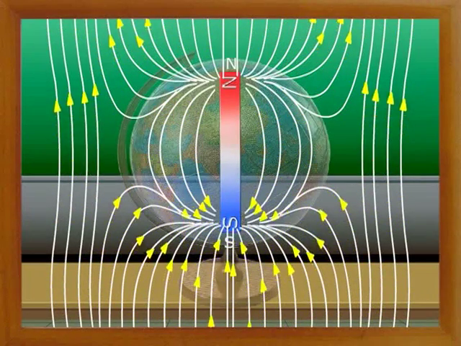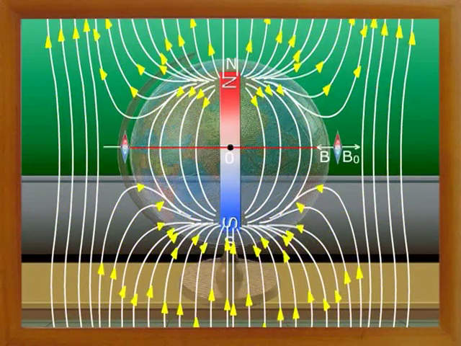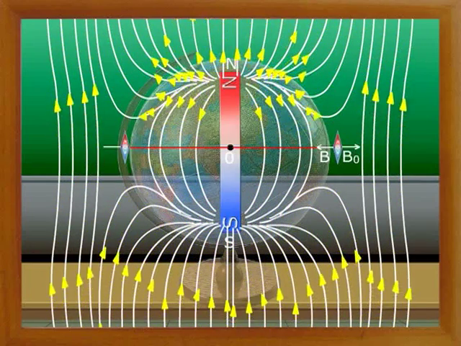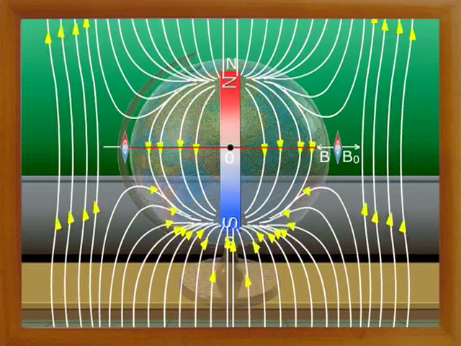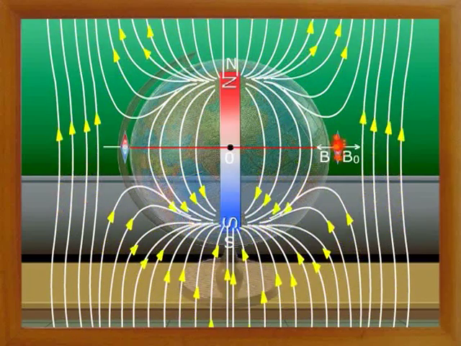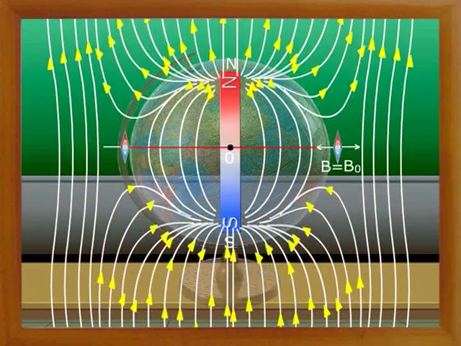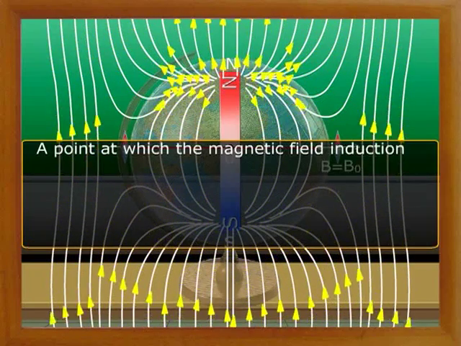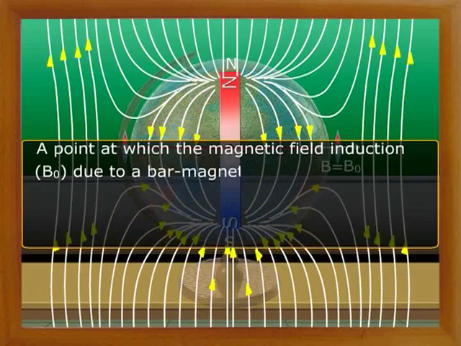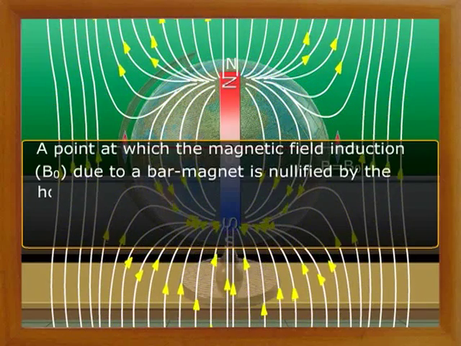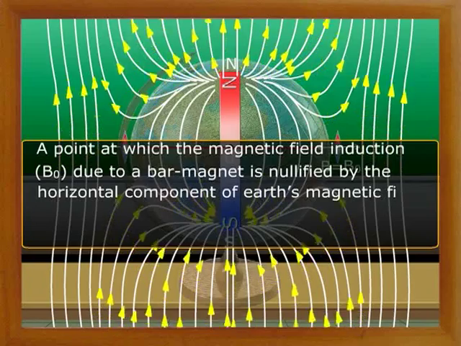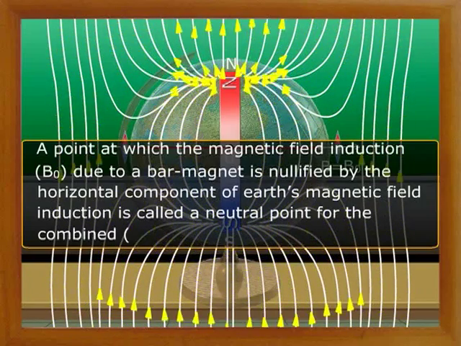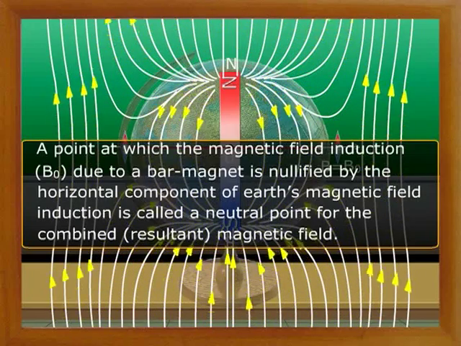A point where the magnetic field induction B due to a bar magnet is equal in magnitude and opposite in direction to the horizontal component of Earth's magnetic field induction B0 is called a neutral point. Or, a point at which the magnetic field induction B due to a bar magnet is nullified by the horizontal component of Earth's magnetic field induction is called a neutral point for the combined or resultant magnetic field.